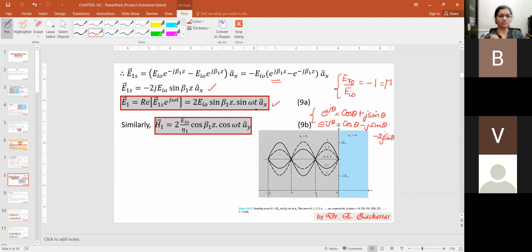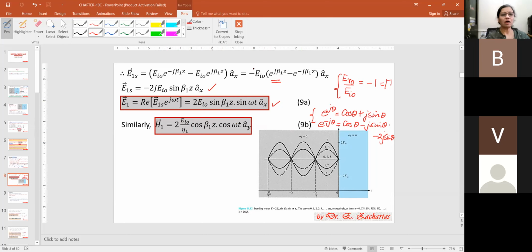So this is the expression for the net electric field. Similarly, for the net magnetic field in medium 1, H_i0 is E_i0 by eta 1. And then instead of sines, you will be getting cosines, and along the a_y direction. Okay, now we are always interested in the electric field only.